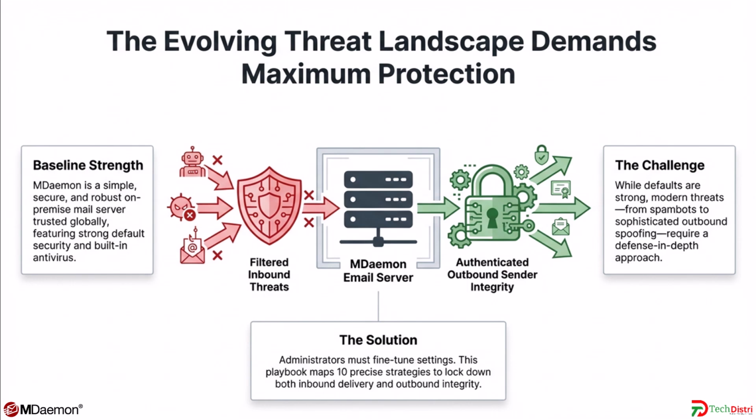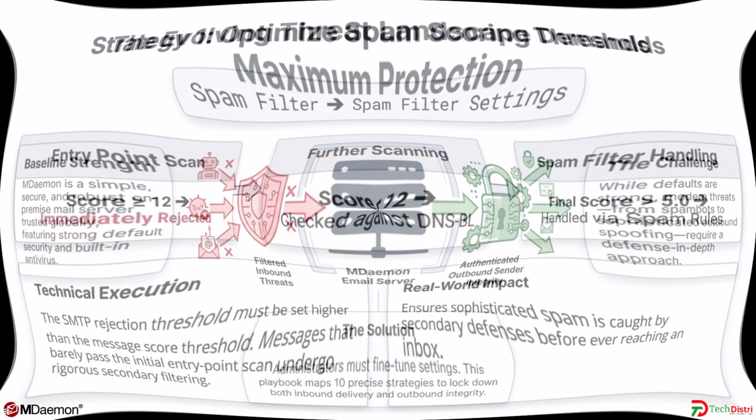Inbound defenses must filter malicious emails before they reach users. At the same time, outbound monitoring must ensure compromised accounts cannot abuse your server to send spam. This guide focuses on strengthening both sides of that security model.